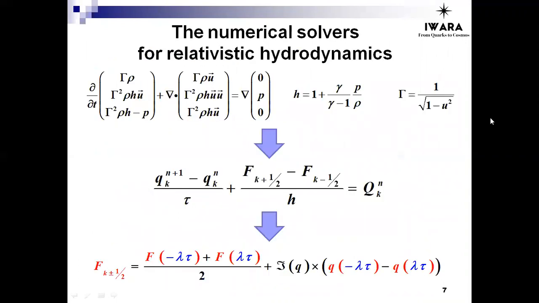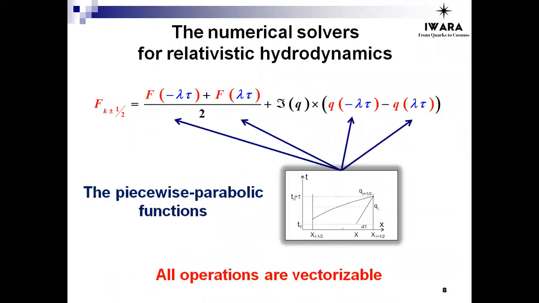Okay, what are the numerical solvers for relativistic hydrodynamics? In this part of the slide, I write the special relativistic hydrodynamic solver. For numerical solution, we can use the Godunov method in standard form, and in the third part of this slide, you can see the flux for the Godunov method. What is the feature of this flux? The main feature of this flux is that all operations are vectorizable.